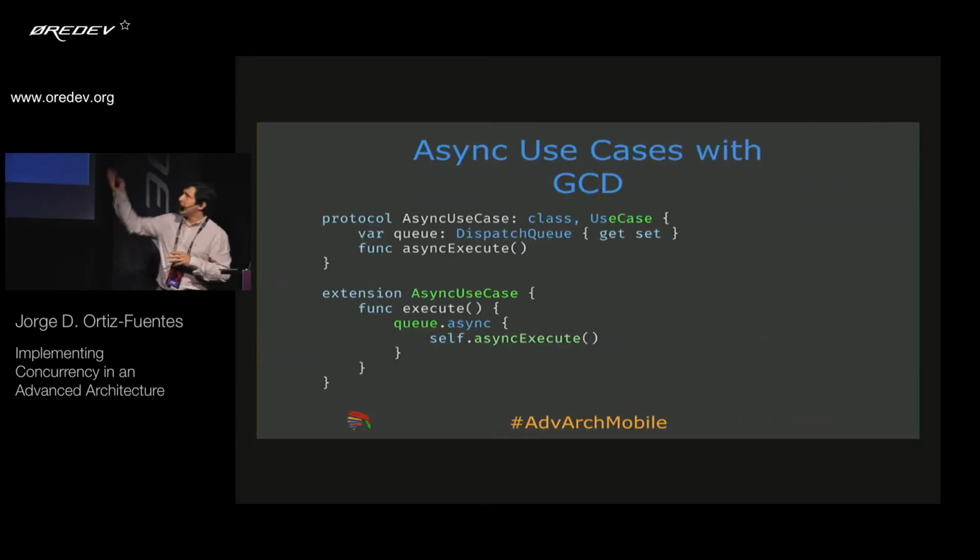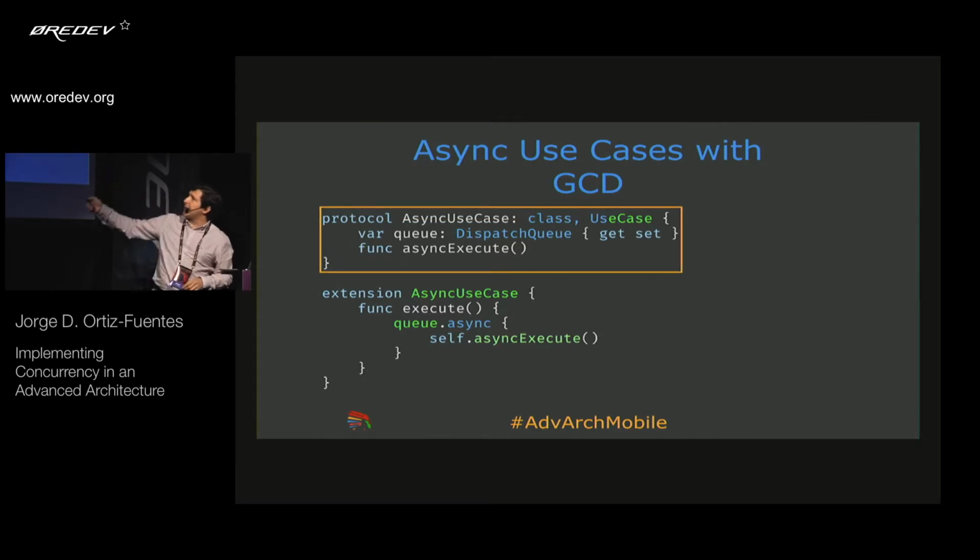So this is a snippet of code, and I define another protocol that will be implemented in each of the use cases that I want to be asynchronous. This protocol has an additional method, which is async execute, and a reference to a queue. That's it. This protocol extension takes care of using the execute method that I use normally in a use case and invoking the async execute in a closure and sending it to the queue. It uses GCD in order to capture itself and pass it on to a queue.